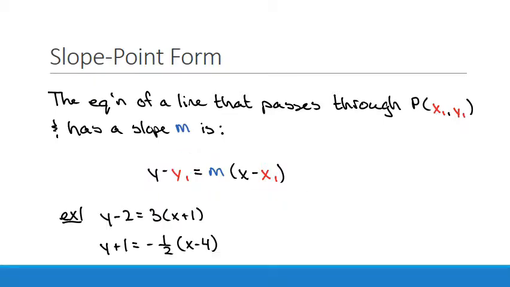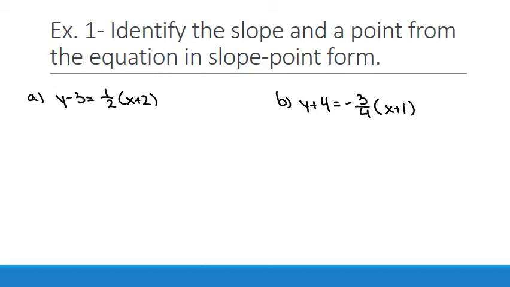Some examples of what this could look like. It could be y minus 2 equals 3 bracket x plus 1, or y plus 1 equals negative half bracket x minus 4. So that's how it's going to look. All right, so let's practice finding the slope and a point from this form. The first thing I'm going to do, until we get it down a little bit better, is write this in slope point form, like that perfect slope point form.